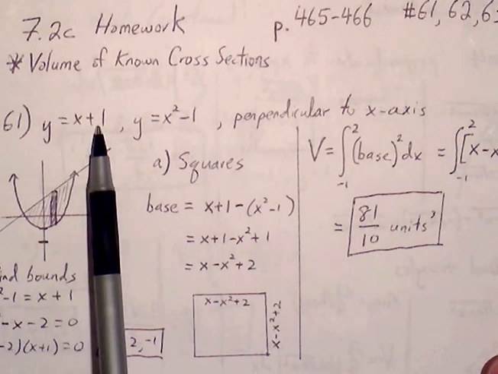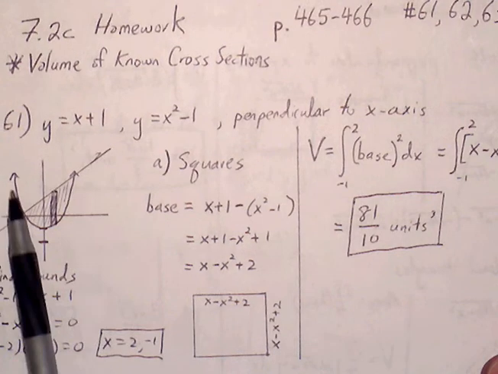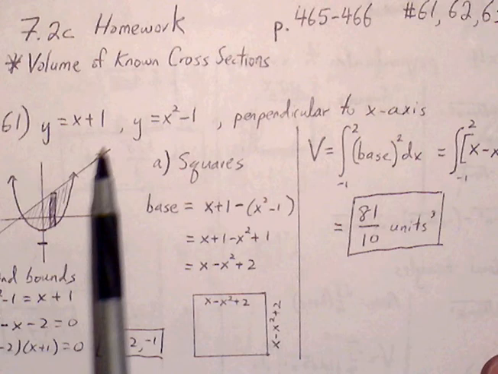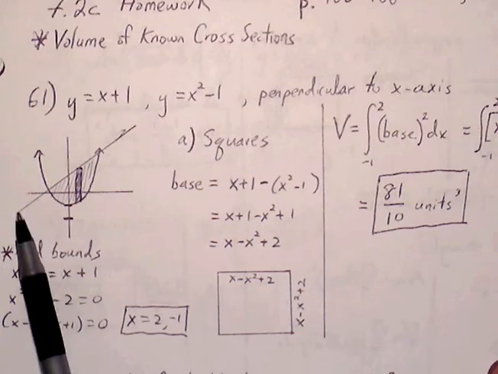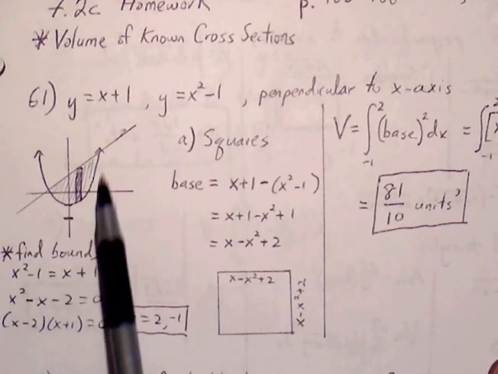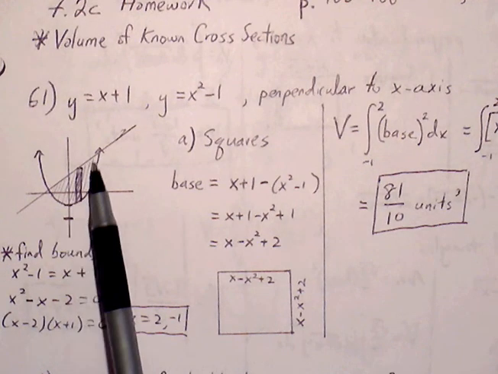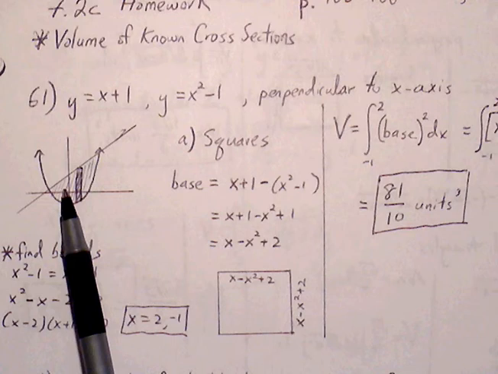So we have y equals x plus 1. I'm sorry, that's the linear equation here. And y equals x squared minus 1, that's the parabola. And we see the shaded region is the enclosed region that we see here.